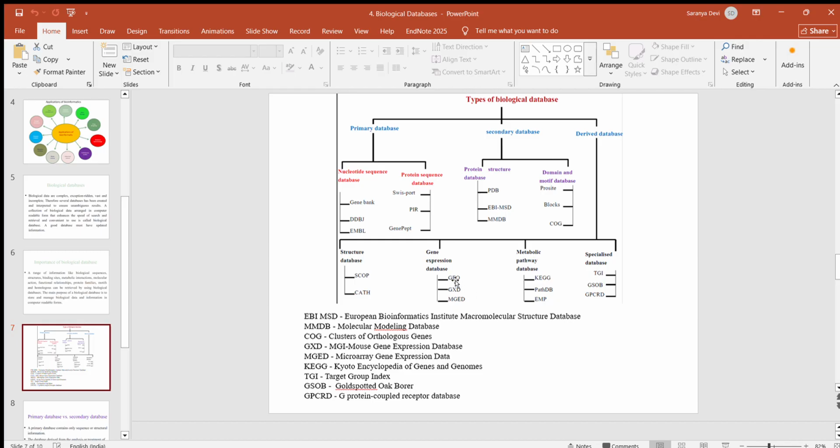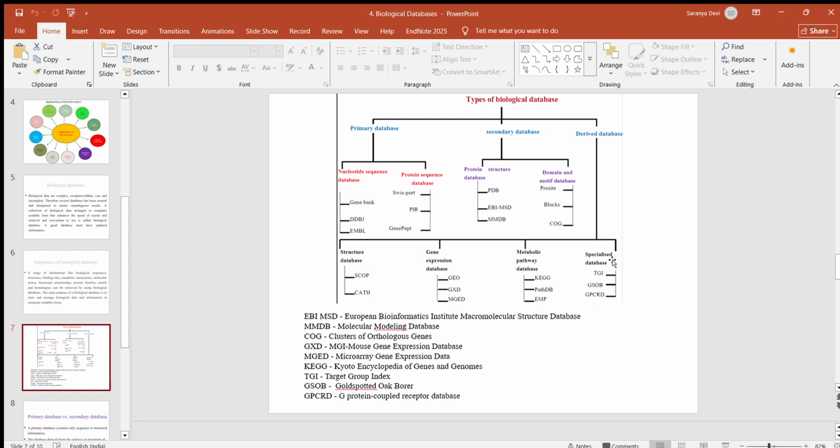In gene expression databases, there are three different types. GEO indicates Gene Expression Omnibus, GXD indicates the MGI Mouse Gene Expression Database, which contains information regarding only mice. MGED indicates Microarray Gene Expression Data. In metabolic pathway databases, we will see KEGG, the Kyoto Encyclopedia of Genes and Genomes, the PathDB database, and EMBL, the European Molecular Biology Laboratory.